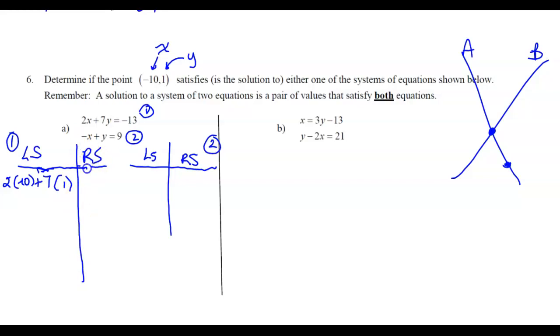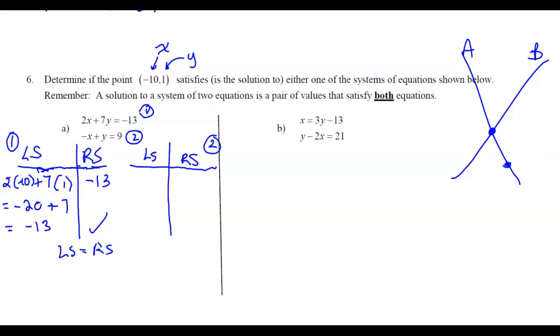The right side is negative 13. And you might think, why can't I just put it in with an equal sign? Just substitute it in. Because that point might not satisfy the equation. Then you're saying something is equal when it's not equal. By separating it with that vertical line, there's no worry about that. So that's negative 20 plus 7, which is negative 13. So in this case, that's true. The left side equals the right side.